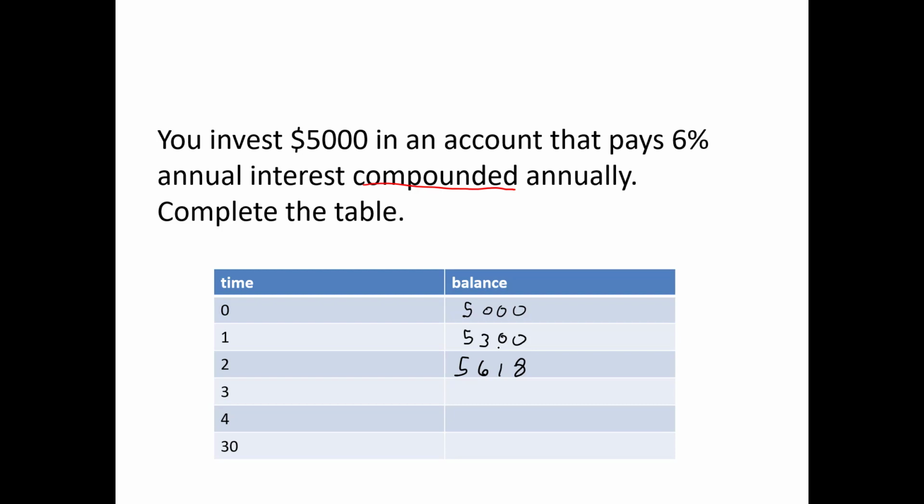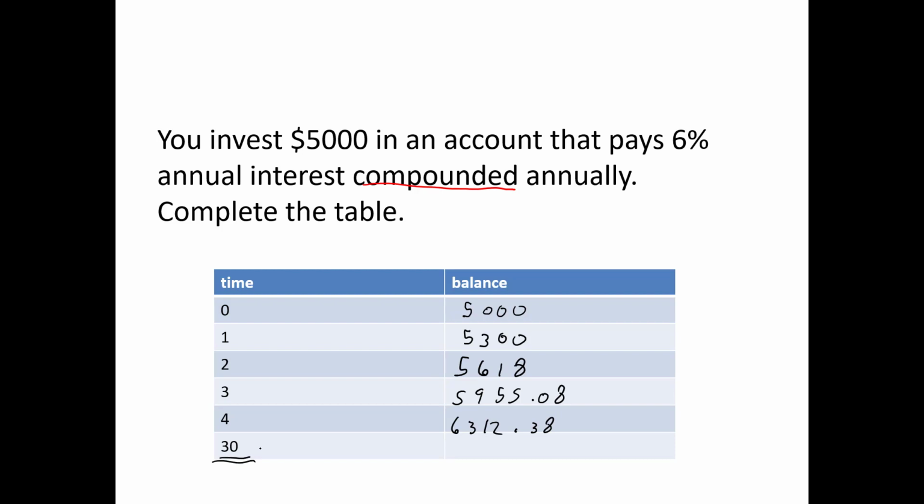$5,618 in the account, and then you're going to multiply that by 1.06, and now you will have $5,955.08. And then that's how much you have in the account. So the next year you multiply that by 1.06, and you get $6,312.38. But what we're really interested in doing is figuring out how much is in the account after 30 years.